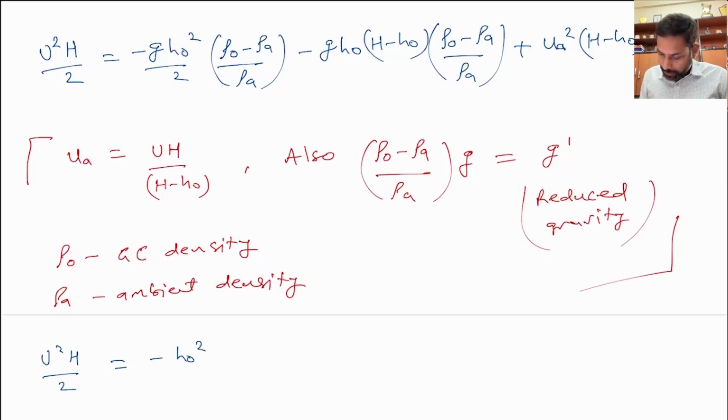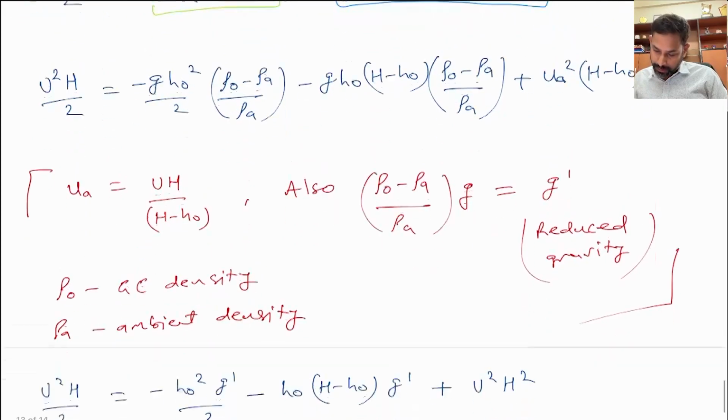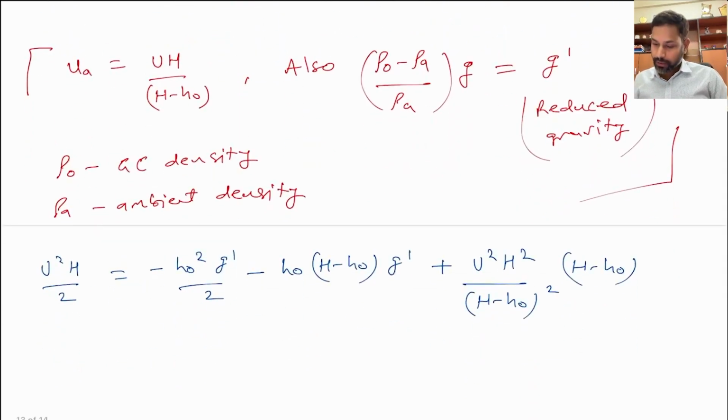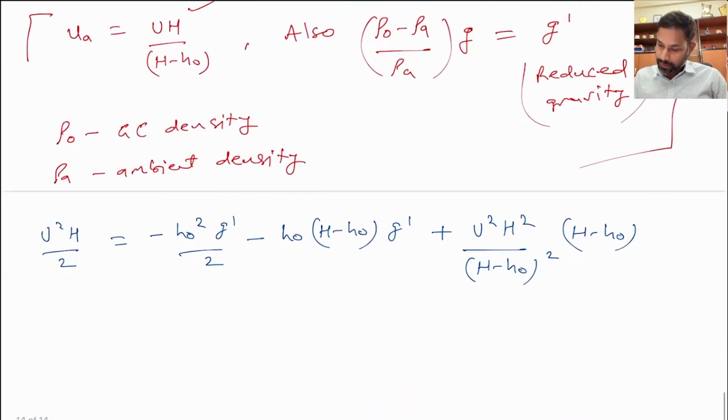Okay, so if we make all these changes, this equation actually turns into U square H over 2 minus H square by 2 times g prime by 2, minus H naught (capital H minus H naught) g prime, plus U square H (H minus H naught) square over (H minus H naught). So this is the equation we get, where I have also replaced UA with this formula.